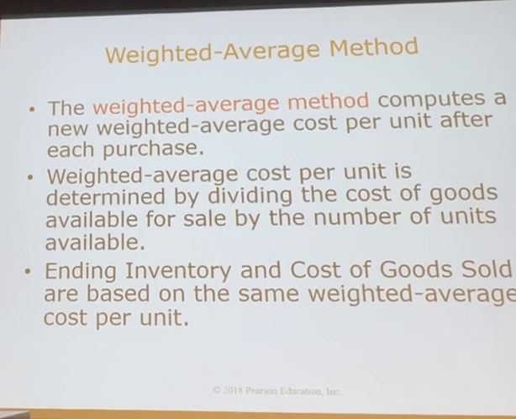Okay, then the final method that we're going to look at is the weighted average method. Now, the rule to remember with this method is that whenever you make a purchase, you have to compute a new weighted average cost. And that weighted average cost is used to compute both your ending inventory and your cost of goods sold.